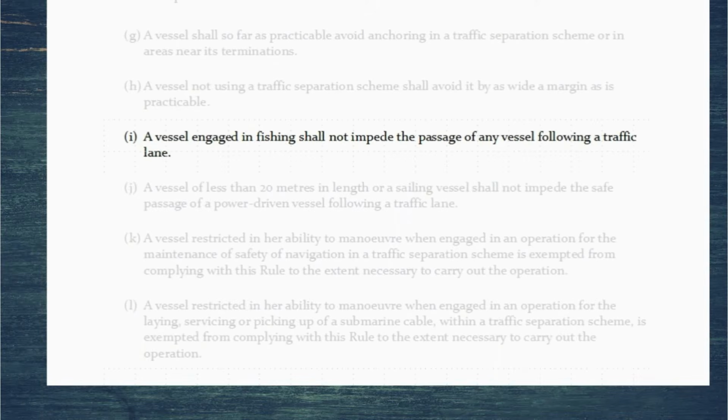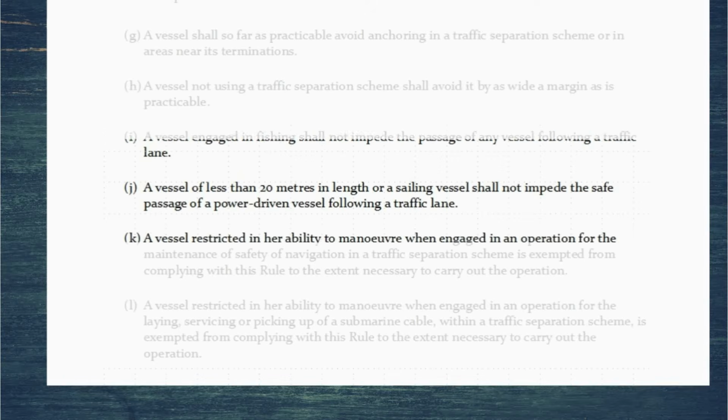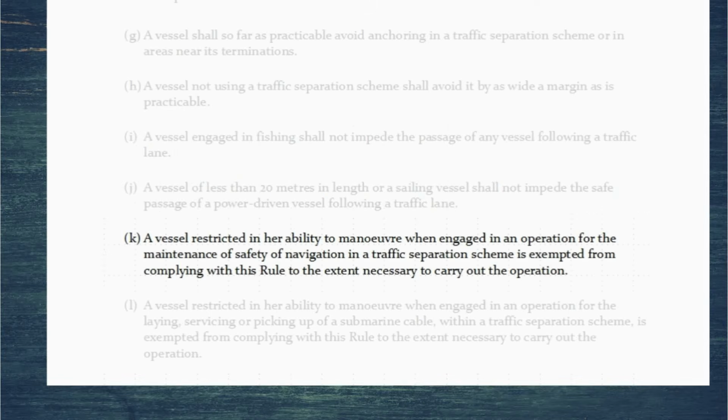A vessel engaged in fishing shall not impede the passage of any vessel following a traffic lane. Now remember back to Rule 9, where the fishing vessels had to keep out of everybody's way. It's the same in a traffic separation scheme. If a vessel is following a traffic lane, a vessel engaged in fishing is not meant to impede you. And then vessels of less than 20 meters in length or a sailing vessel shall not impede the passage of a power-driven vessel following a traffic lane. So these two, there's less people that they're not meant to impede, but they're still meant to not impede the passage of power-driven vessels following traffic lanes.